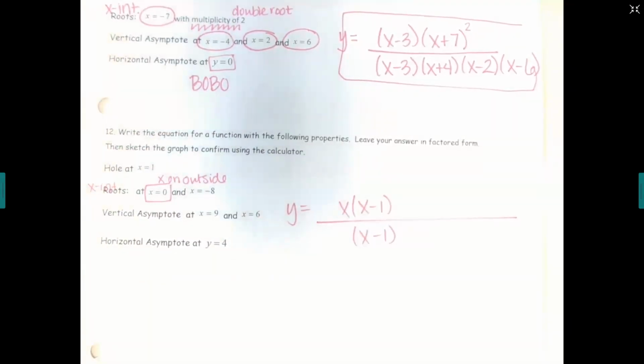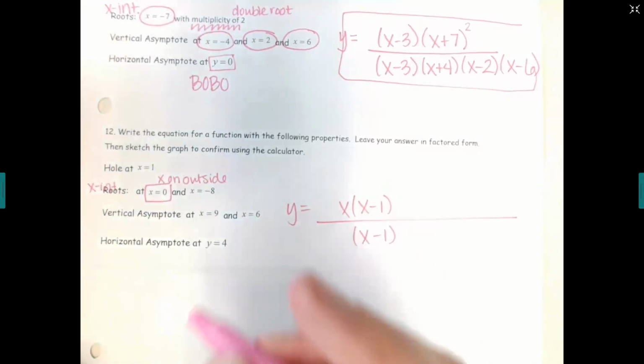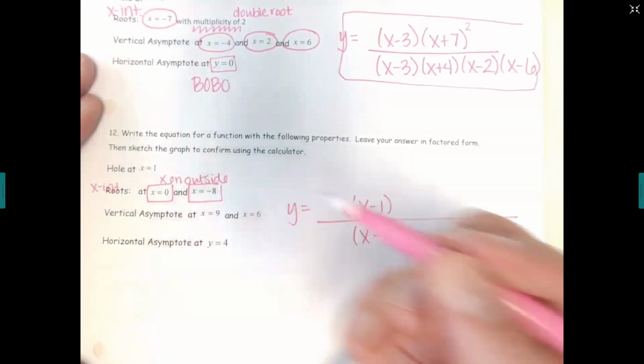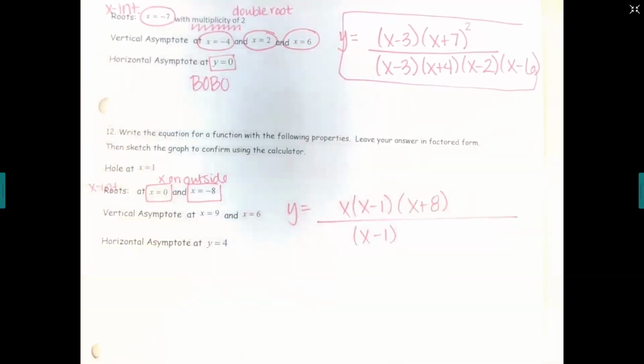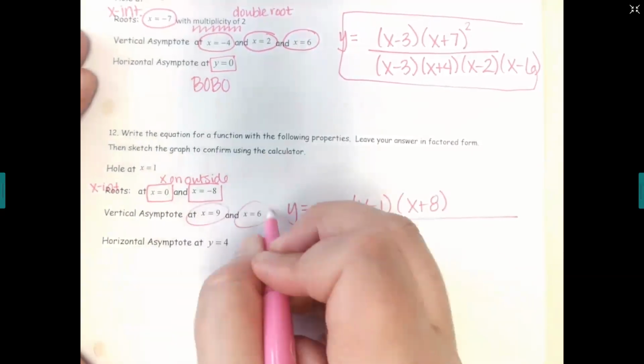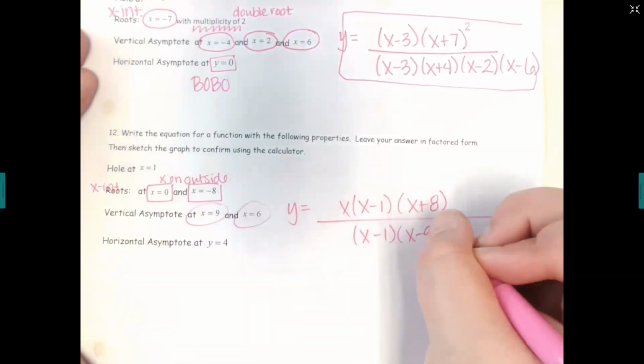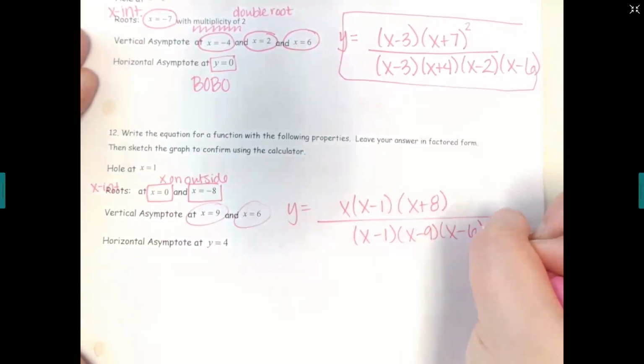I also want to have one at x equals -8. So what would the other parentheses be on top? X plus 8. Vertical asymptotes go where? Top, bottom, or both? Bottom, I want one at 9 and one at 6. Then I do x minus 9 and x minus 6.